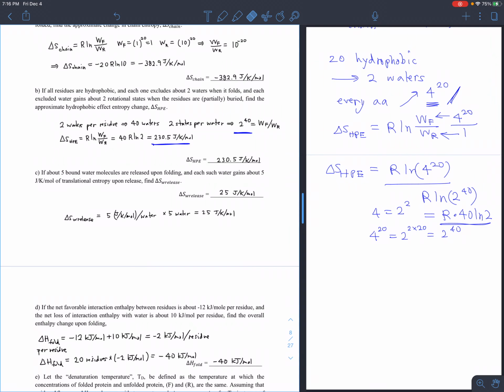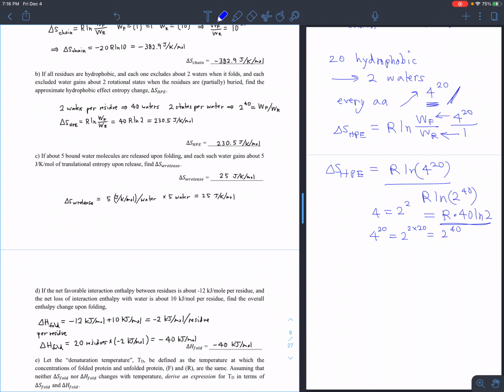Again, it's the logic of setting these calculations up that's the important thing. Finally, it says that let's suppose that when the whole protein folds up, it releases 5 waters that were bound. So these are waters that are released when the folding occurs. In other words, another gain in entropy due to folding. And let's suppose that each water gains about 5 kilojoules per mole of translational entropy every time it releases. So in this case, it doesn't give us a number of states. It gives us the contribution from each water. There's 5 of them. 5 times 5 is 25. So that one was easy.